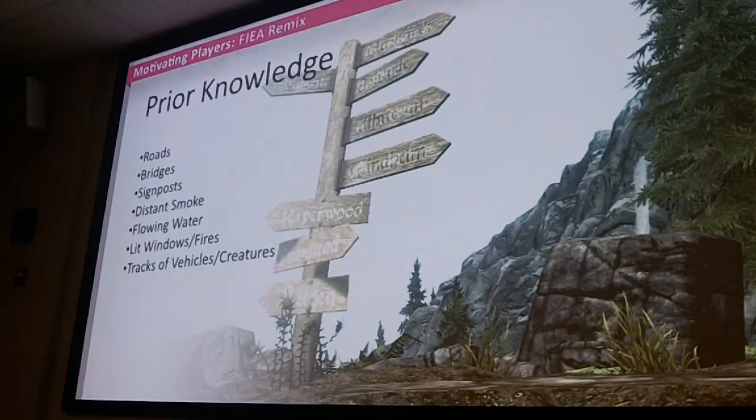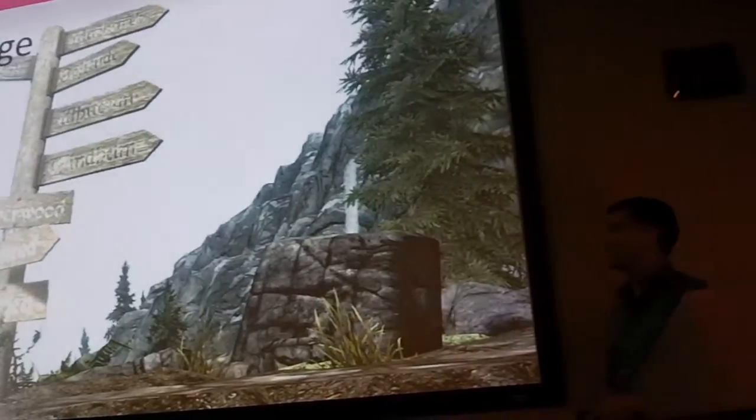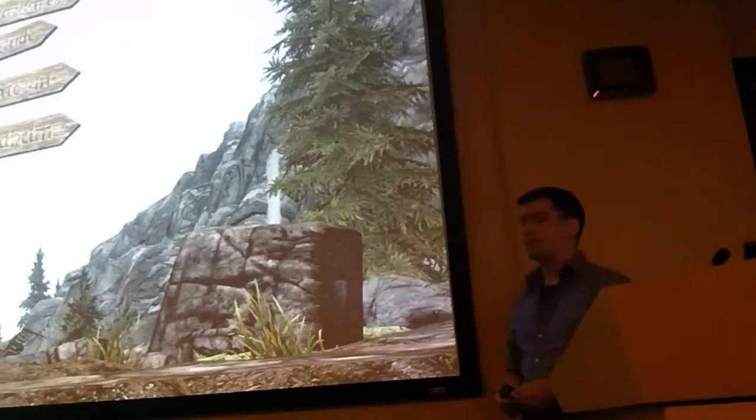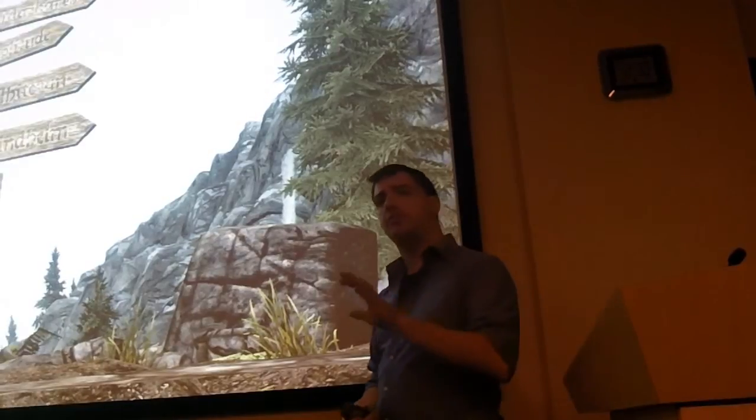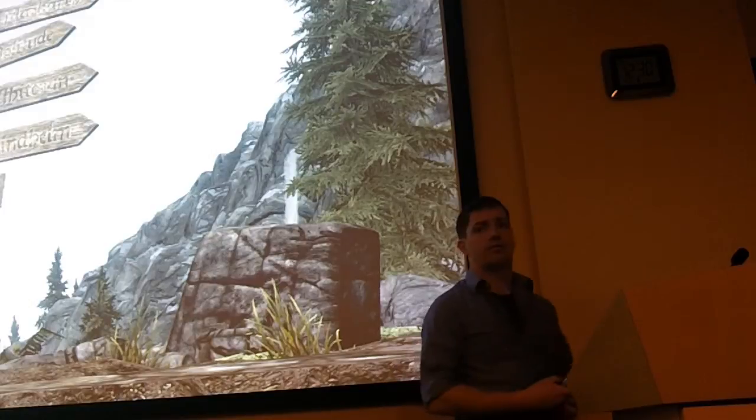Same goes for bridges. Architecturally interesting all the time. People love bridges. Signposts, an obvious one. Distant smoke, flowing water, we've talked about. Another good thing is lit windows and fires to show people signs of life, to go towards things. And of course, the tracks of vehicles and creatures, other actors in your environment that they can follow.